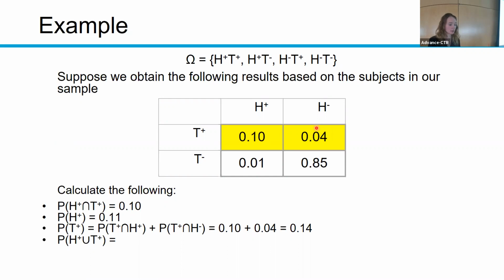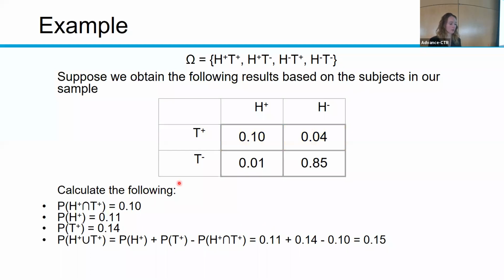The next one is the probability of the union of HIV positive and testing positive. So probability of having HIV or testing positive. Using the probability of a union, we can write out this formula. It's going to be probability of H positive plus probability of T positive, again, minus their intersection, because in this case, we're adding that overlap twice.